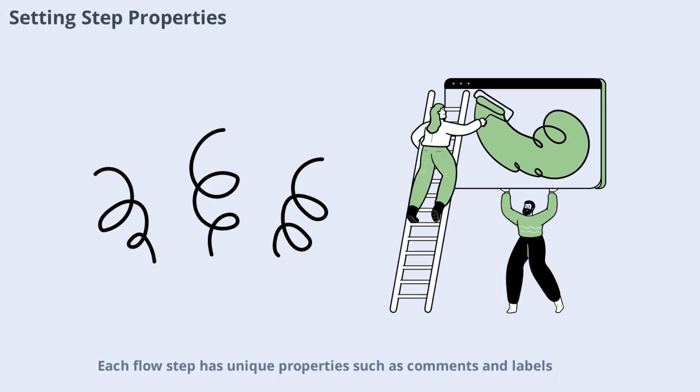Each flow step has unique properties such as comments and labels, which are managed in the Properties view. Labels allow you to reference steps in other flow steps, control behavior, and enhance readability. Proper property configuration ensures that your flow service is well documented, maintainable, and easy to debug.